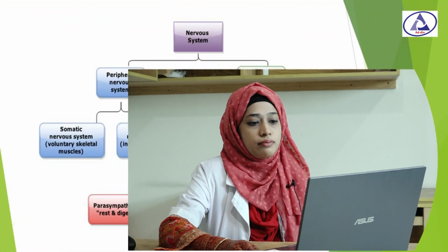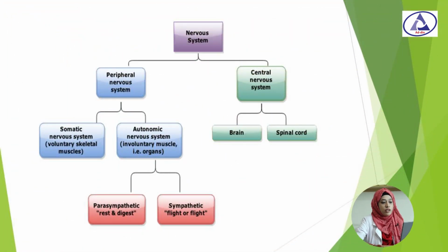Today I discuss a very important topic, introduction of autonomic pharmacology. Our nervous system is of two types, peripheral nervous system and central nervous system. The central nervous system again has two parts, brain and spinal cord. The peripheral nervous system has two portions, somatic and autonomic. The autonomic portion again has two portions, parasympathetic and sympathetic.